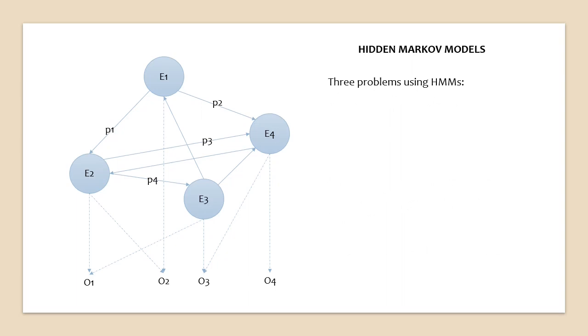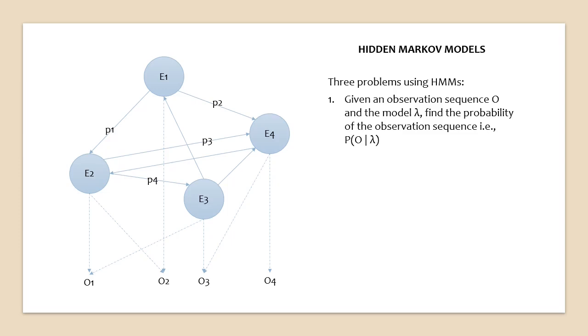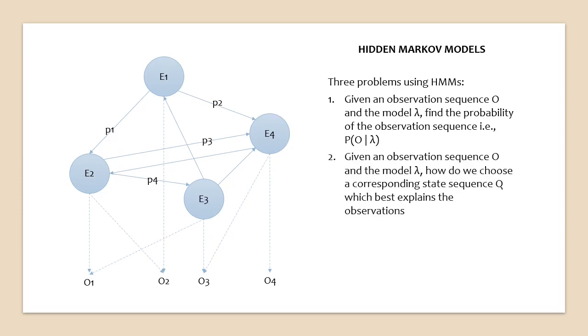So we can solve three types of problems using hidden Markov models. The first one is, given an observation sequence and a model, we need to find the probability of occurrence of that observation sequence. The second problem is, given an observation sequence and a model, we need to find the sequence of events that best explains these observations. And the third problem is we need to adjust the parameters of the model in order to maximize the probability of occurrence of that observation sequence.